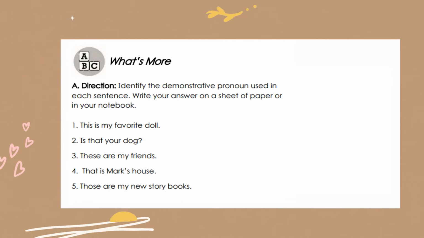For what's more, identify the demonstrative pronoun used in each sentence. Write your answer on a sheet of paper or in your notebook. Number 1, this is my favorite doll. Number 2, is that your dog? Number 3, these are my friends. Number 4, that is Mark's house. Number 5, those are my new storybooks.